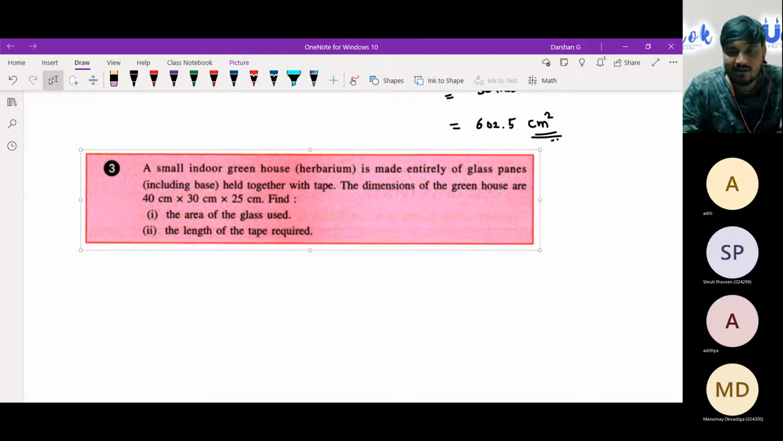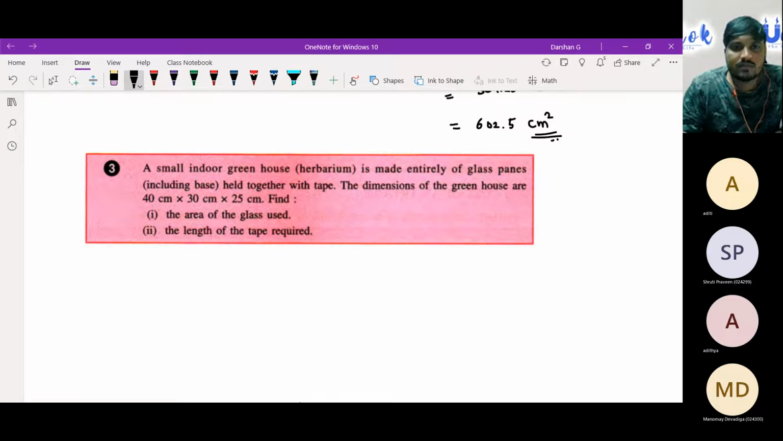Okay. What about Aditi? Tell me how do we find the area and what area they are looking for? I'm not sure how to do this. Okay. What about Shruti and Aditya?